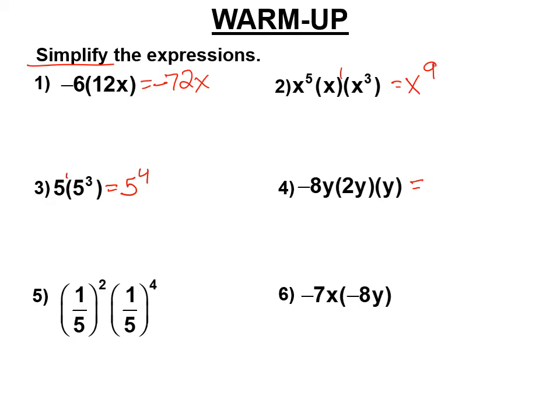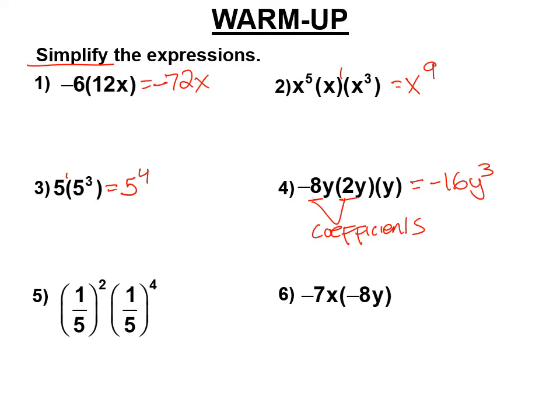Negative 8y times 2y times y: negative 8 times 2 is negative 16. Those are what? Coefficients. You better know that. And y times y times y, y cubed. Negative 16y cubed.